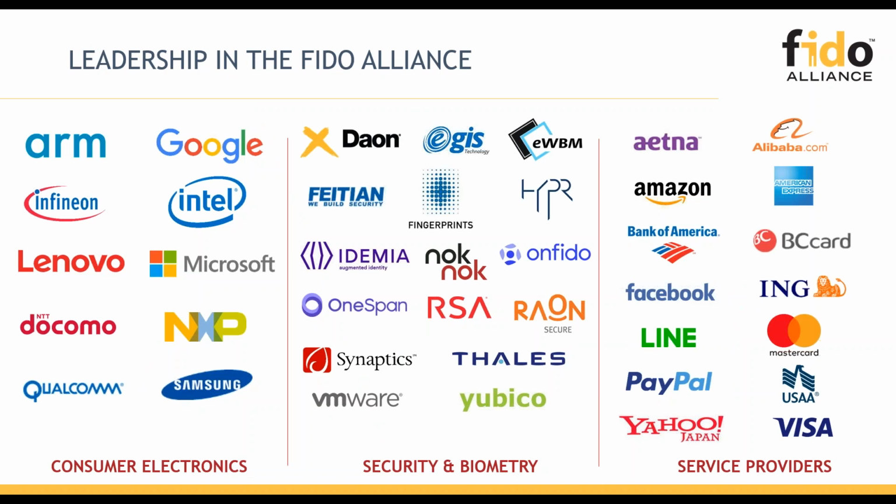This shows you the board membership. There are 40 companies on the board of FIDO, and it is a very good representation of the diversity of companies that are working together. You find on the left-hand side companies that work in consumer electronics. So you find big names like OS providers like Google and Microsoft, chip vendors that build those chips in the computers like ARM and NXP and Qualcomm, phone vendors like Samsung, or PC vendors like Lenovo, and so on.